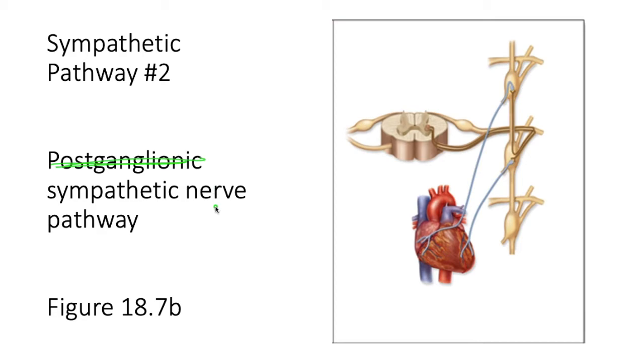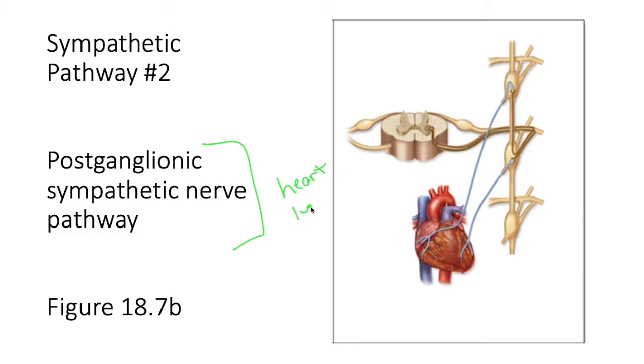I think it should have a different name, but that's the name we're stuck with, so I'm sorry. I think it should be called thoracic sympathetic nerve pathway because that's where it's going, primarily organs in your thorax. But that is not the name, so forget that. It's called the postganglionic sympathetic nerve pathway. And where is it going? Organs in the thorax, so your heart is the primary one.